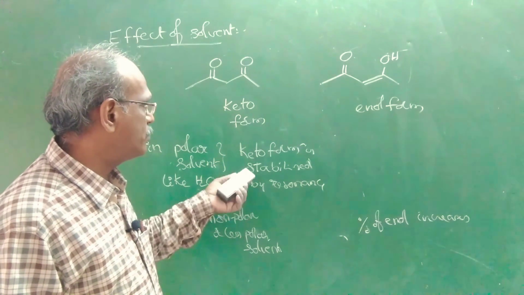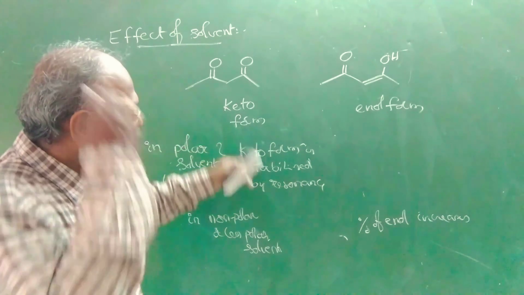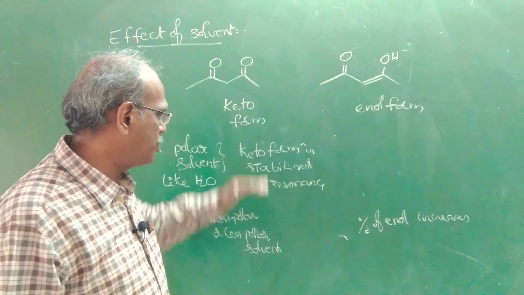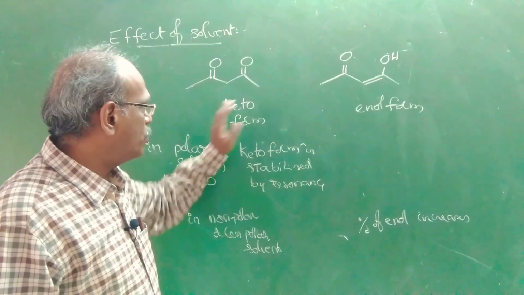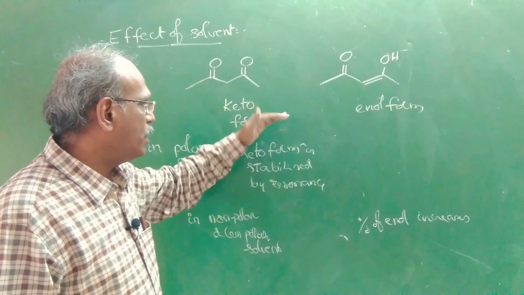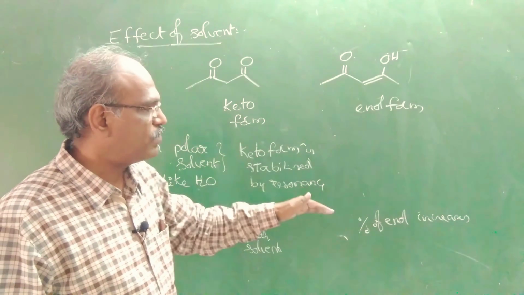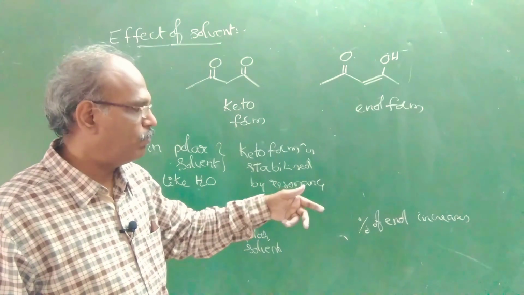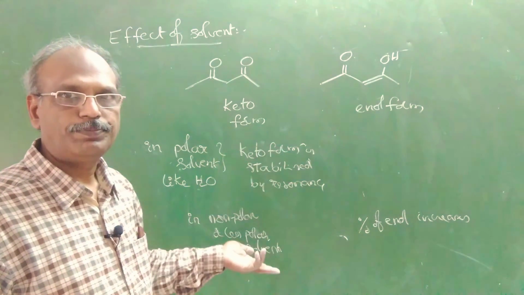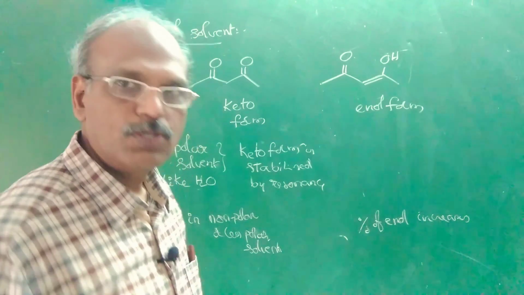Okay, because see here, keto form is stabilized by resonance. Percentage of enol increases relatively when comparing polar condition and non-polar condition. Suppose the same substance is taken in polar solvent and less polar solvent. In less polar solvent, percentage of enol of that compound is more. Okay, so this is the effect of solvent.